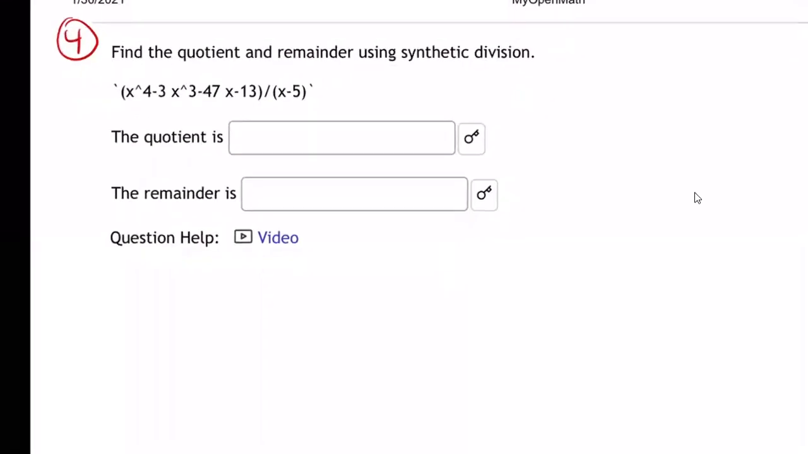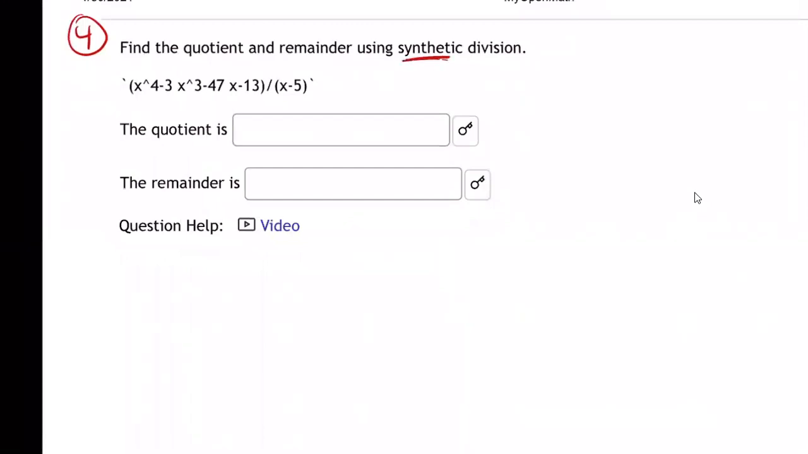All right, let's try this one, number 4. So again, they want us to do synthetic division. So now they've written this fraction out. I'm going to write it like this. It's x to the 4th minus 3x to the 3rd minus 47x minus 13, all over x minus 5.